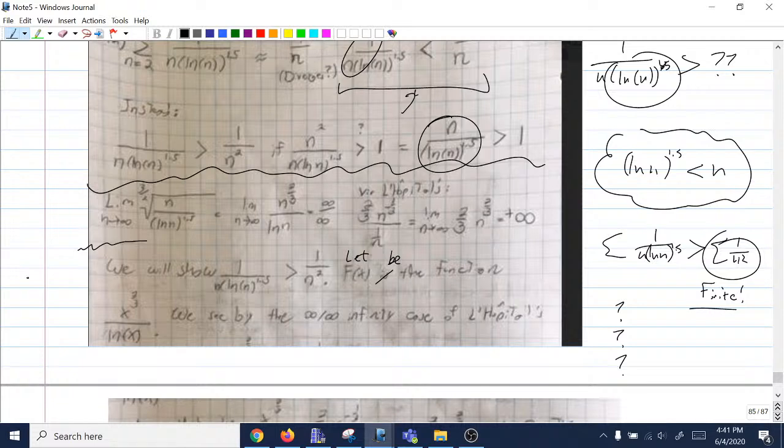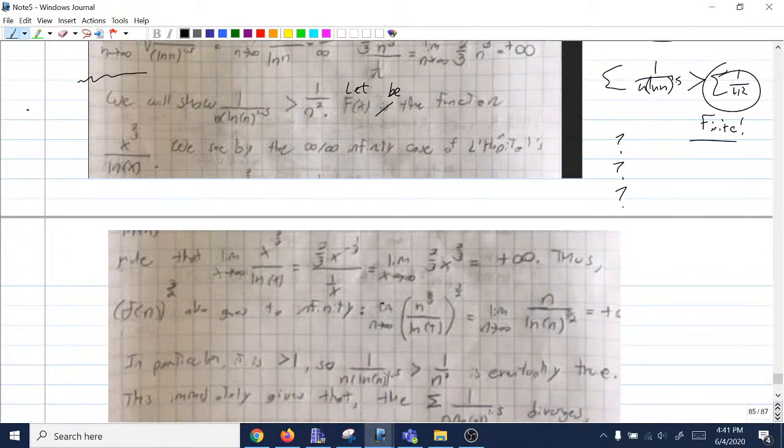Let f of x be this function. We see by L'Hopital's rule that f of x to the 3/2 goes to the... Okay, you're doing this great.